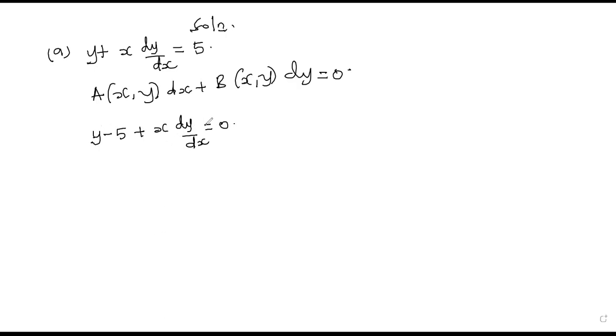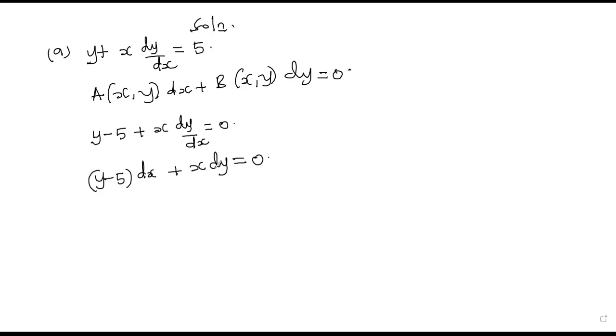We can multiply by dx throughout, since the LCM is dx. So multiply dx here, here, and here. We shall have (y - 5) dx + x, and when you multiply dx here, it will be only dy, equal to 0. So our equation has been established in this form, because we have A(x,y) dx, and indeed we have dx here.